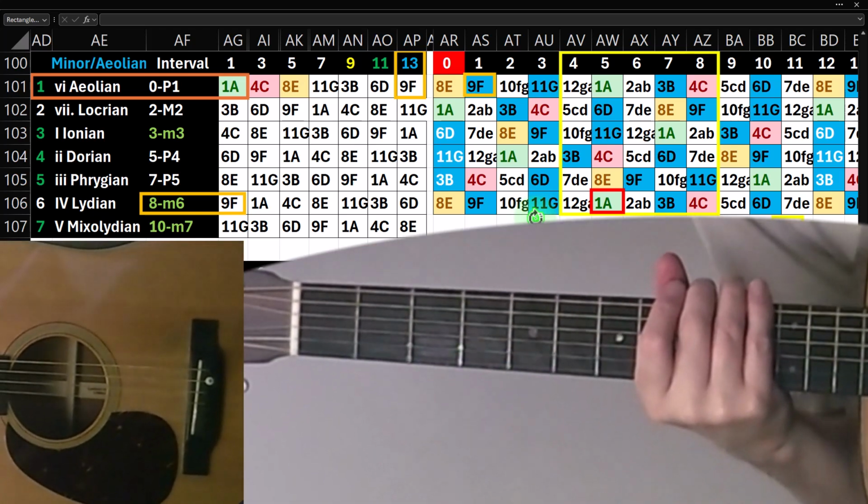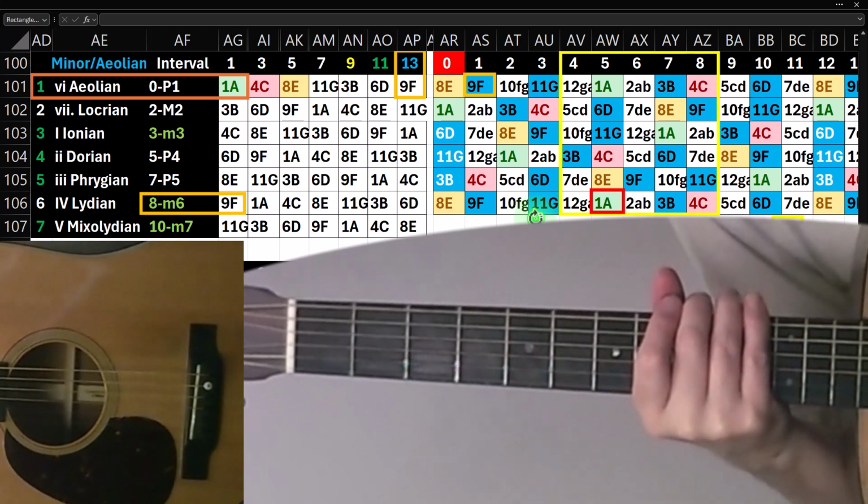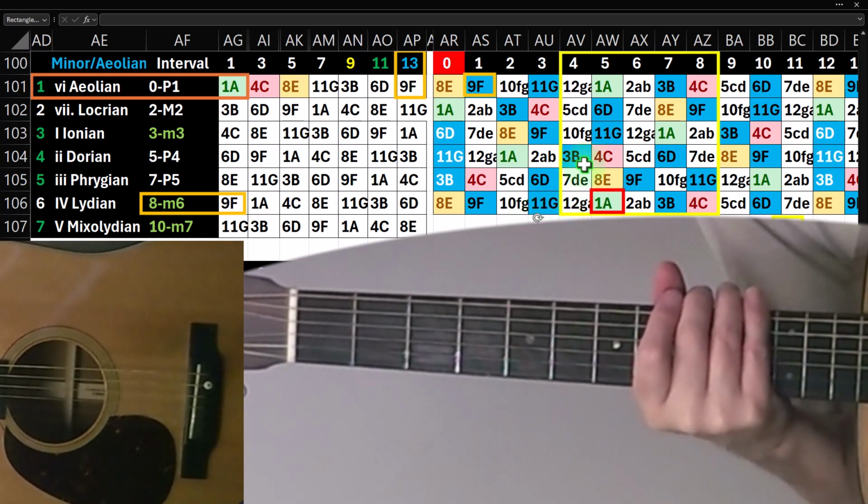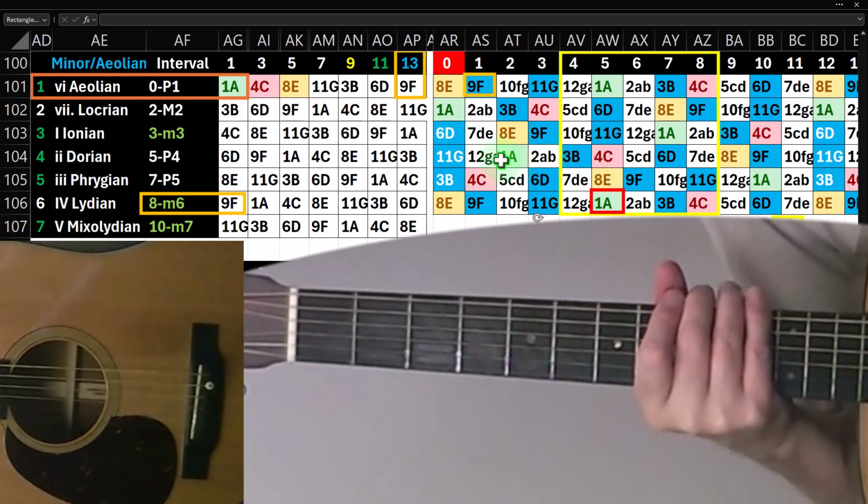So if I go up 5 strings, I would always cross the fault line, which means the 8 note away minor 6 or minor 13 will always be 1, 2, 3, 4 frets back.